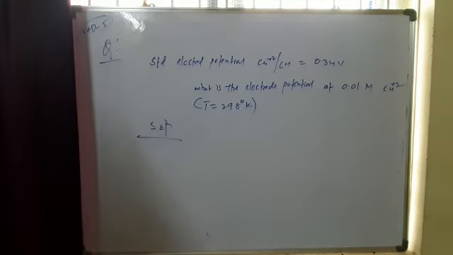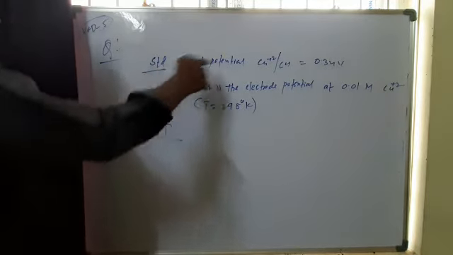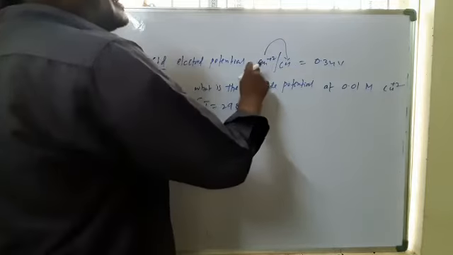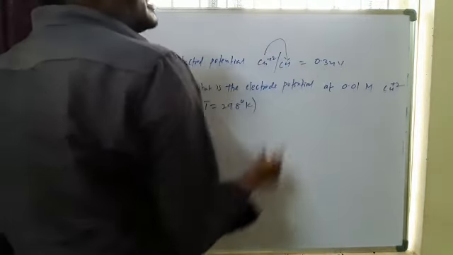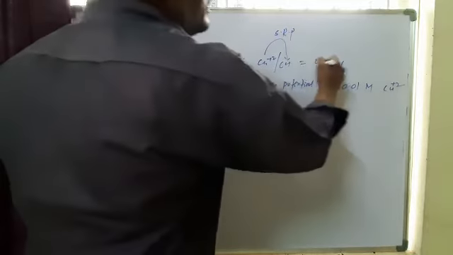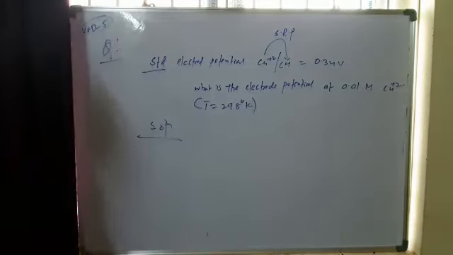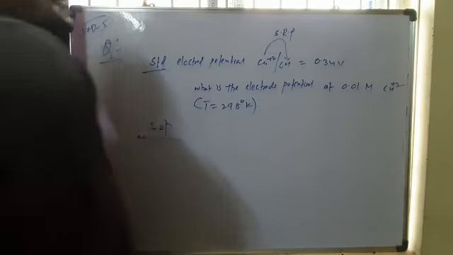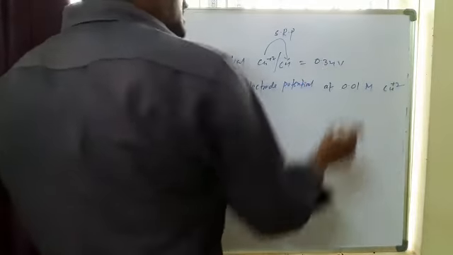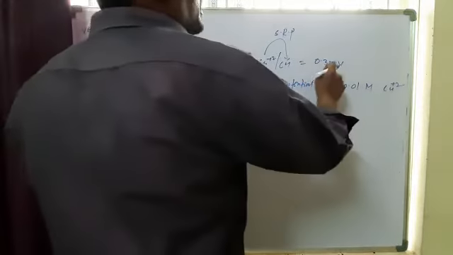So the next question is: the standard electrode potential of copper plus 2 to copper is 0.34. Copper plus 2 to copper means that is reduction. Copper plus 2 becomes copper, that is the reduction potential value. So that is the standard reduction potential value they have given, 0.34 volts. Now the question is the same. This is the standard condition, meaning if we take 1 molar concentration, that value is this 0.34.